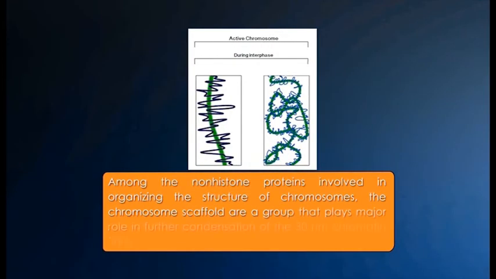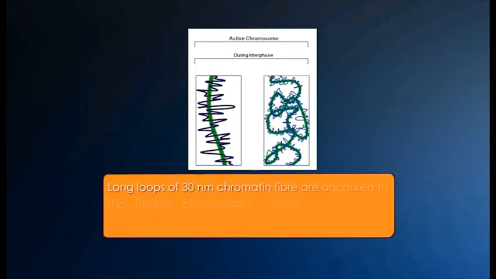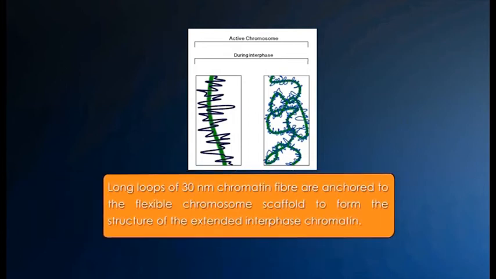Among the non-histone proteins involved in organizing the structure of chromosomes, the chromosome scaffold proteins are a group that plays a major role in further condensation of the 30 nanometer chromatin fiber. Long loops of 30 nanometer chromatin fiber are anchored to the flexible chromosome scaffold to form the structure of the extended interphase chromatin.